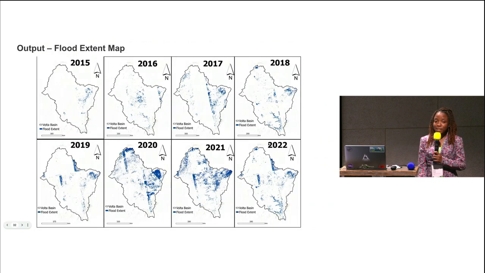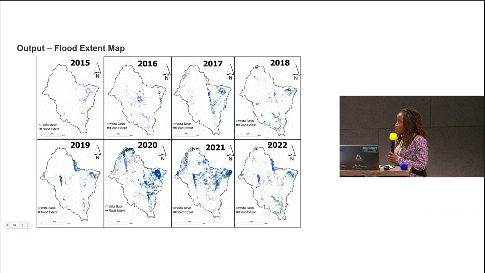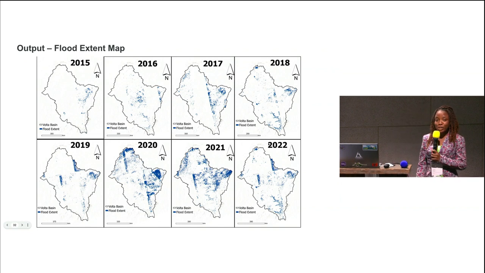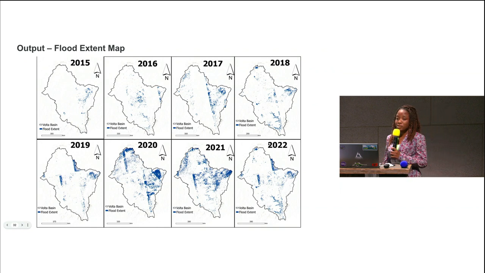So with the flood extent, we used the Sentinel-1 SAR to map the flood extent from 2015 to 2022. And we found that from 2020 to 2021, there was a severe flood incident there. And according to the UN report, about 1.2 billion people were affected in West and Central Africa. So this shows that mapping the extent of the flood within the basin will help inform decisions to ensure the sustainable management of the basin and also to reduce the impact of the flood incidents within the basin.